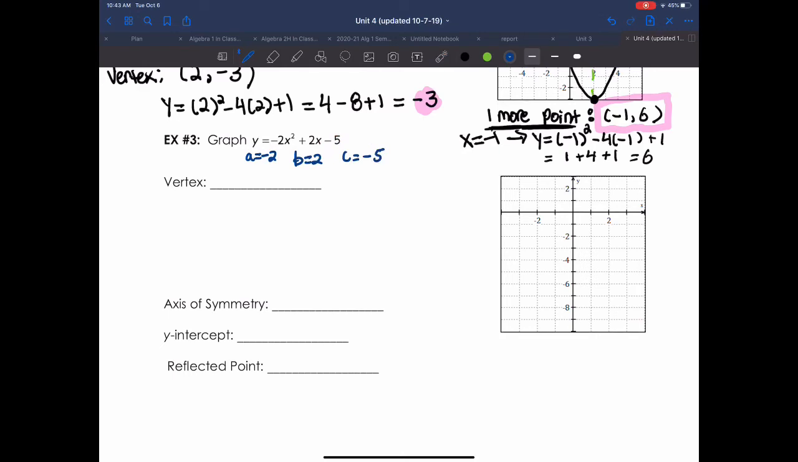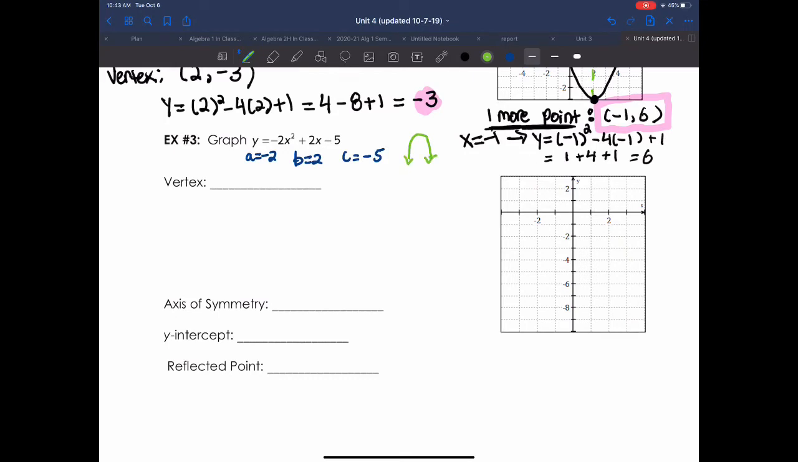Okay. So now I figured out what my A, B, and C values are. I need to figure out what the shape of my graph is going to be. So is this going up or down? Well, since my leading coefficient, or my A value, is negative, that means that my graph is going to be facing downward, because if it's negative, it faces down, all right?